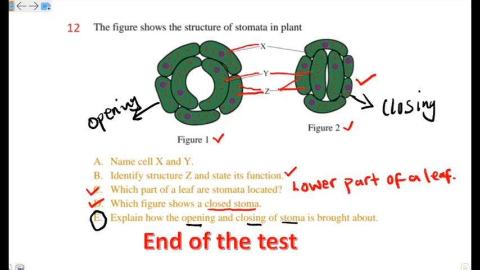Or we can simply say the cells close and open each stoma due to turgor pressure. When a guard cell takes up water, the turgor pressure increases. Therefore, it becomes swollen, and a pair of swollen guard cells open the stoma. When a guard cell loses water, the turgor pressure decreases. Therefore, it shrinks, and a pair of the shrunk cells now are going to close the what? The stoma.